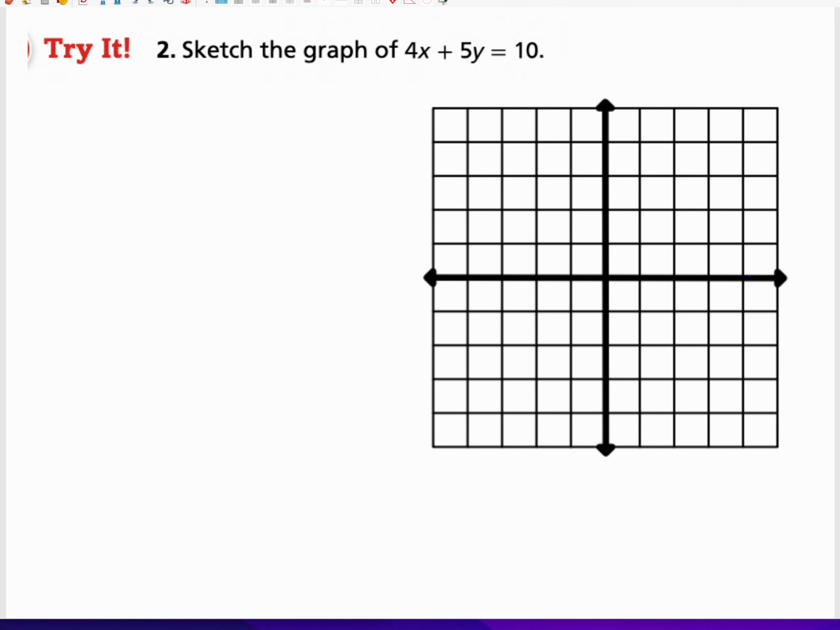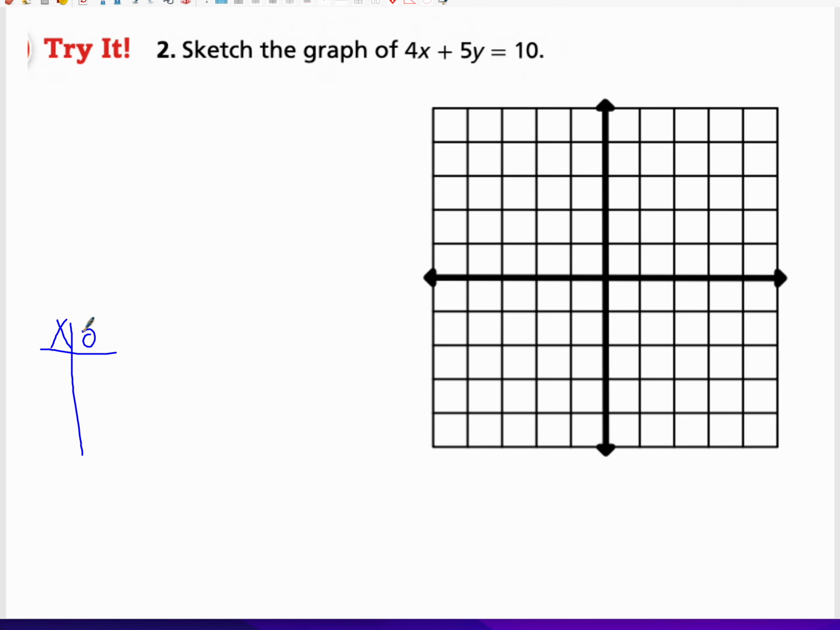On this one, when we put a 0 in for y, we're gonna have another half. Sometimes I don't like doing halves on graphs. Halves are not too bad, but when it gets into thirds and quarters and weird numbers, I don't like those, okay? 16ths.